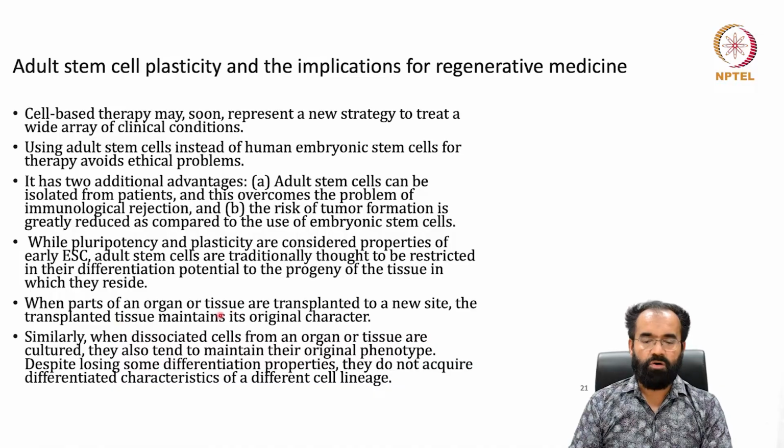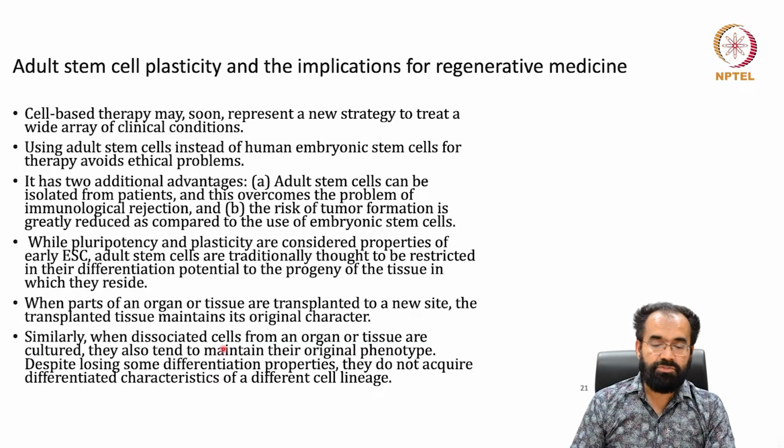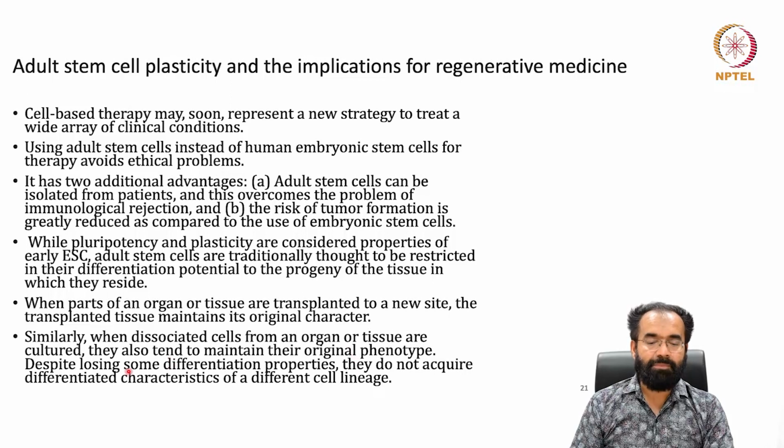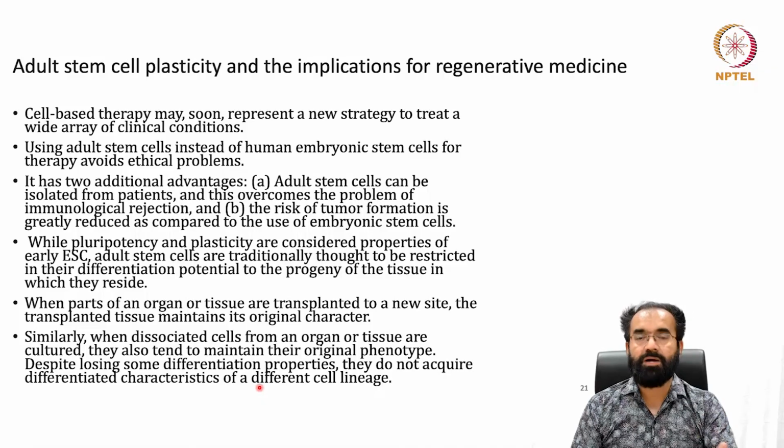When parts of an organ or tissue are transplanted to a new site, the transplanted tissue maintains its original character. So this is one good advantage when you use this trans-differentiation potential. Similarly, when dissociated cells from an organ or tissue are cultured, they also tend to maintain their original phenotype despite losing some differentiation properties. They do not acquire differentiated characteristics of a different cell lineage normally. They can be forced to acquire different cell characteristics. Normally, it will retain its normalcy.